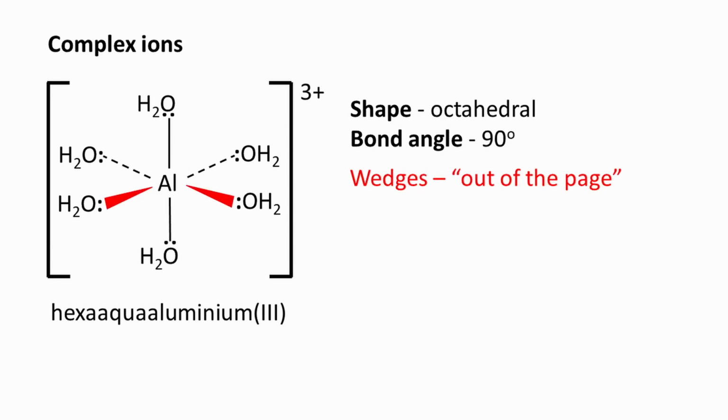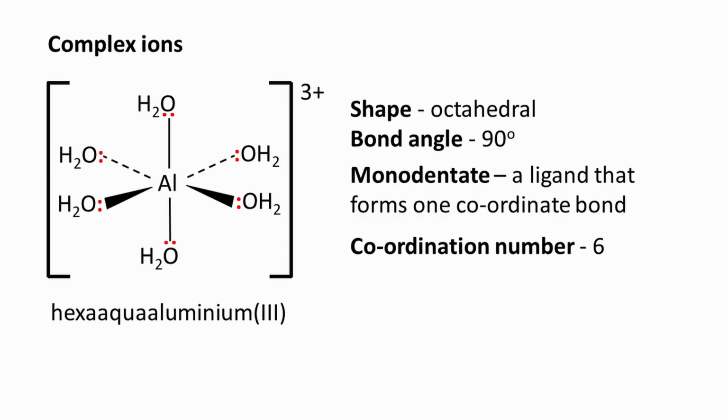The wedges, shown in red here, are used to represent bonds coming out of the plane of the page or screen. The dotted lines, shown in red, are used to represent bonds going into the plane of the page. One lone pair of electrons on each water molecule is donated to form a coordinate bond with the central metal cation. Two dots represent a lone pair, shown in red here. The complex is shown in square brackets with the charge, 3+ in this case, at the top right.